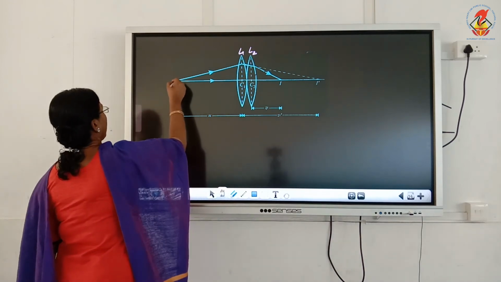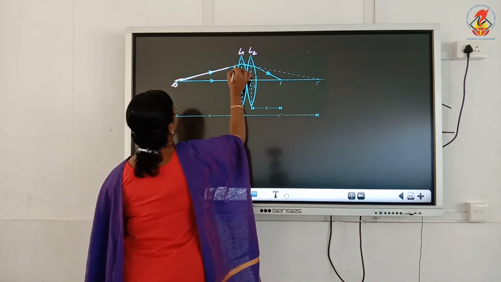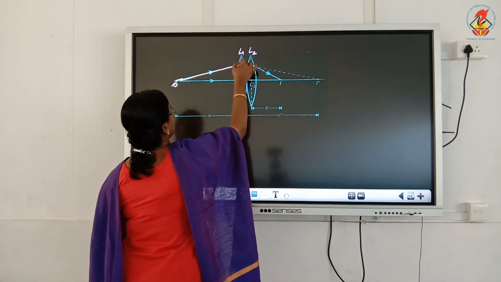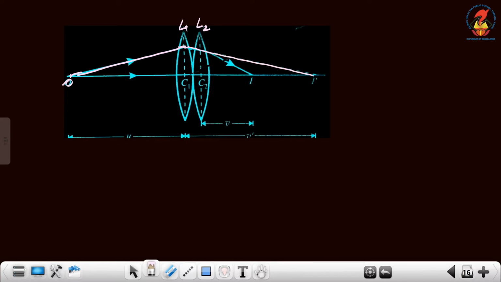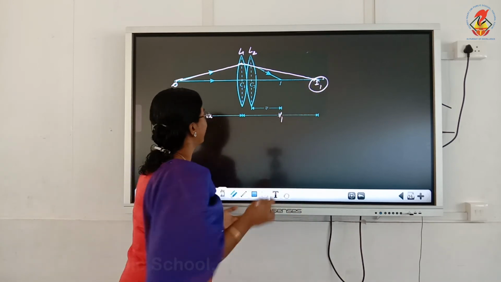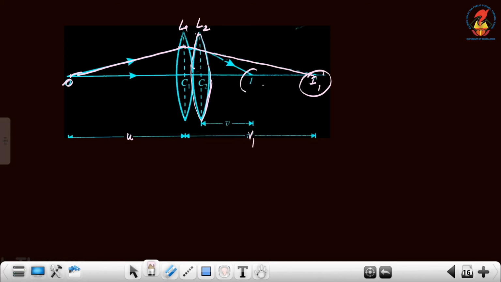Imagine you have an object O placed on the principal axis of the lens, and the light ray from the object is incident on the first refracting surface of the lens L1. Now the lens after refraction forms an image at I1. So the object distance for the lens L1 is U, and the image distance for lens L1 is V1. Now we have the second lens placed in contact with the first lens, isn't it? So the image I1 acts as a virtual object for the second lens L2, and we will obtain a final image at I.